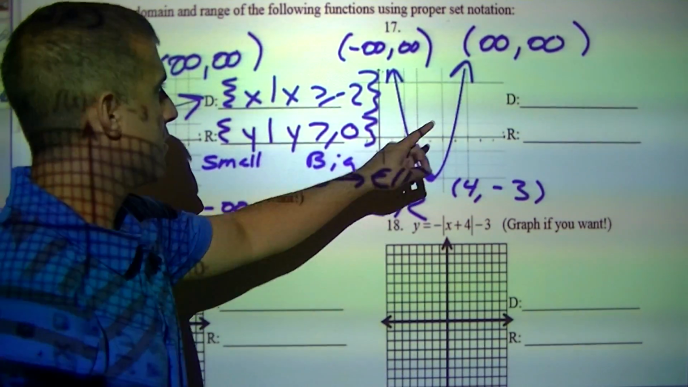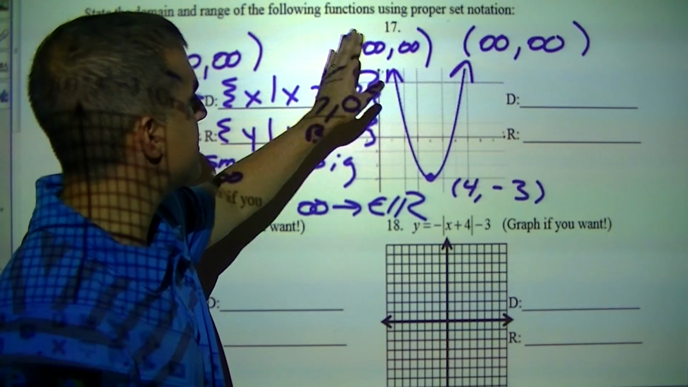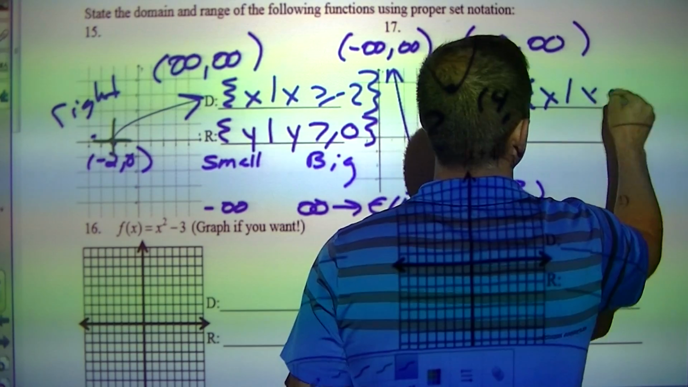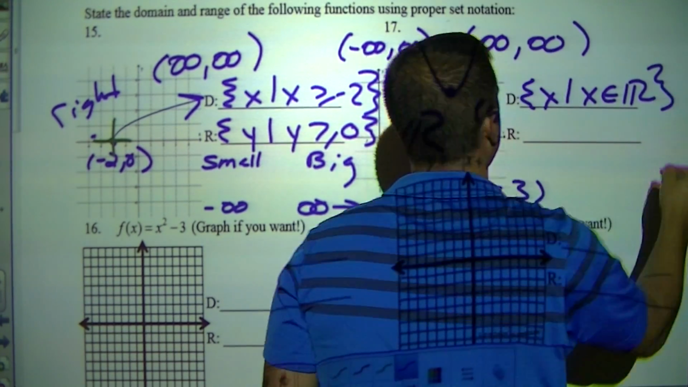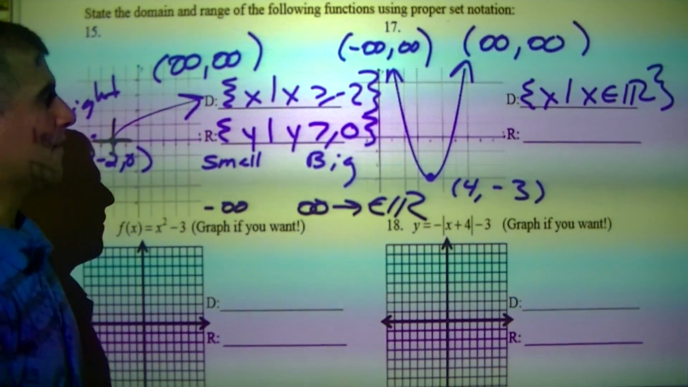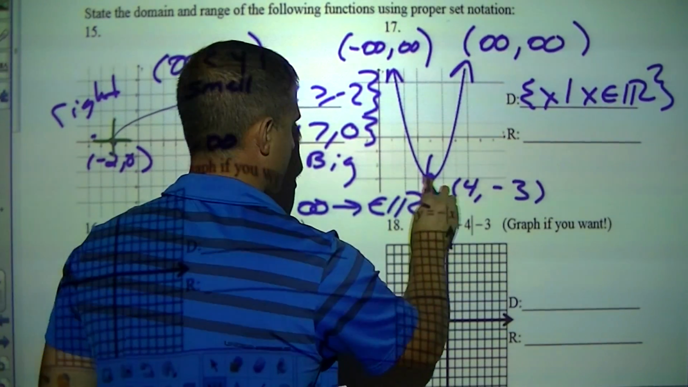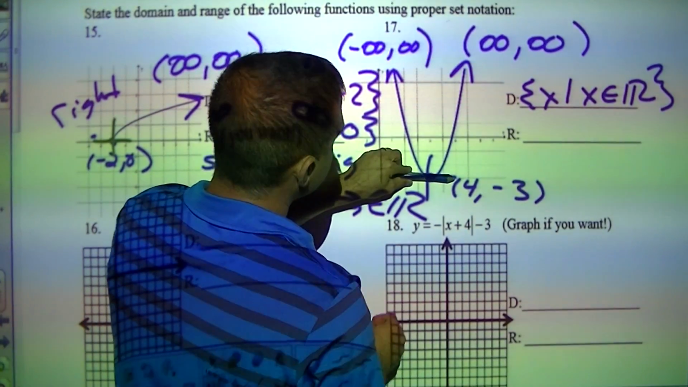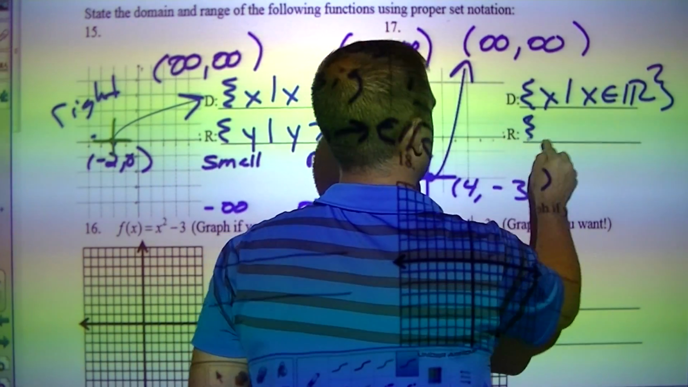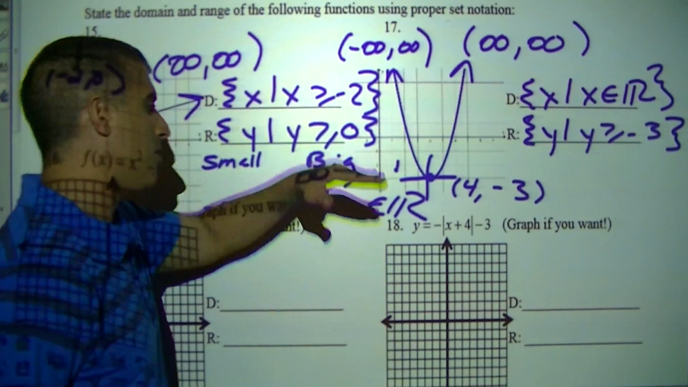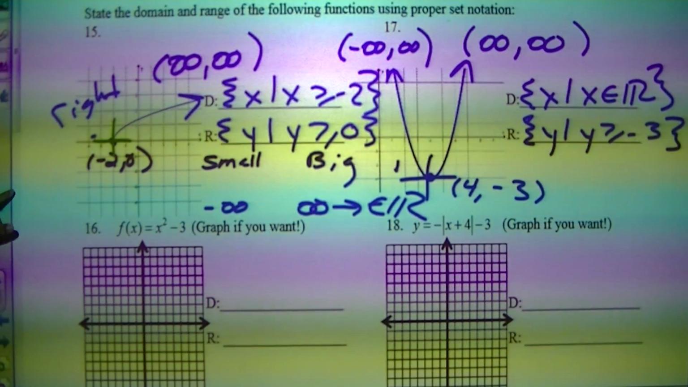So for the domain, smallest x I see is negative infinity, biggest is infinity. Since that's the case, it's going to be all real numbers. Now, for the range, smallest is -3, biggest is infinity. So I have to look at this. Since it goes above, that's going to be y is greater than or equal to -3. If it would have gone below, it would have been less than.